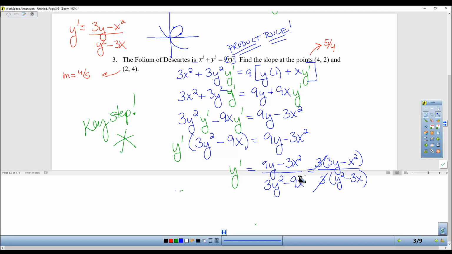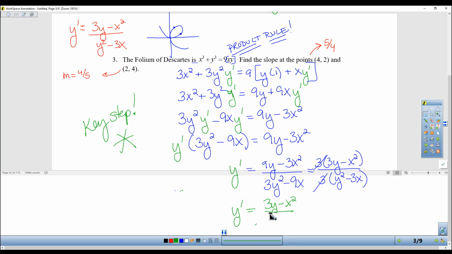You can't cancel the 9s. You can't cancel those 3s. They're parts of terms, but now that I've factored it, you can cancel. So my final answer, y prime, is 3y minus x squared over y squared minus 3x.